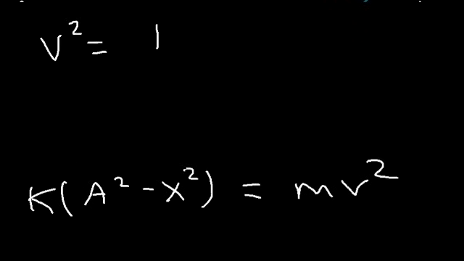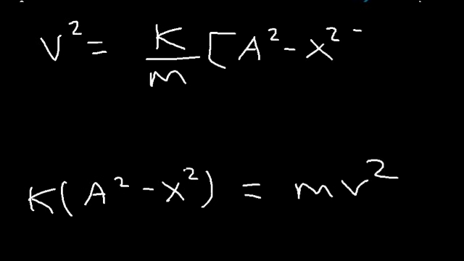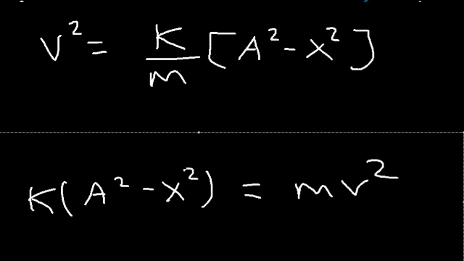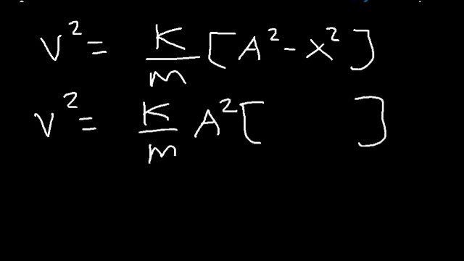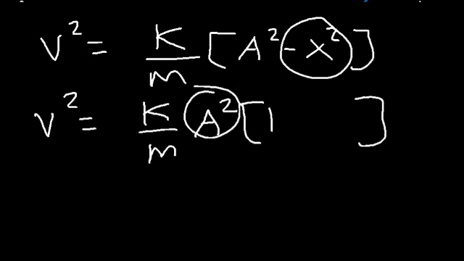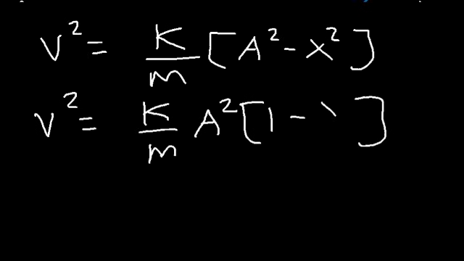So v squared is equal to k divided by m times a squared minus x squared. Now, what's our next step? The next thing we need to do is take out a squared. A squared divided by a squared is simply 1. And this divided by a squared is going to be negative x squared divided by a squared. So now what we want to do is take the square root of both sides.